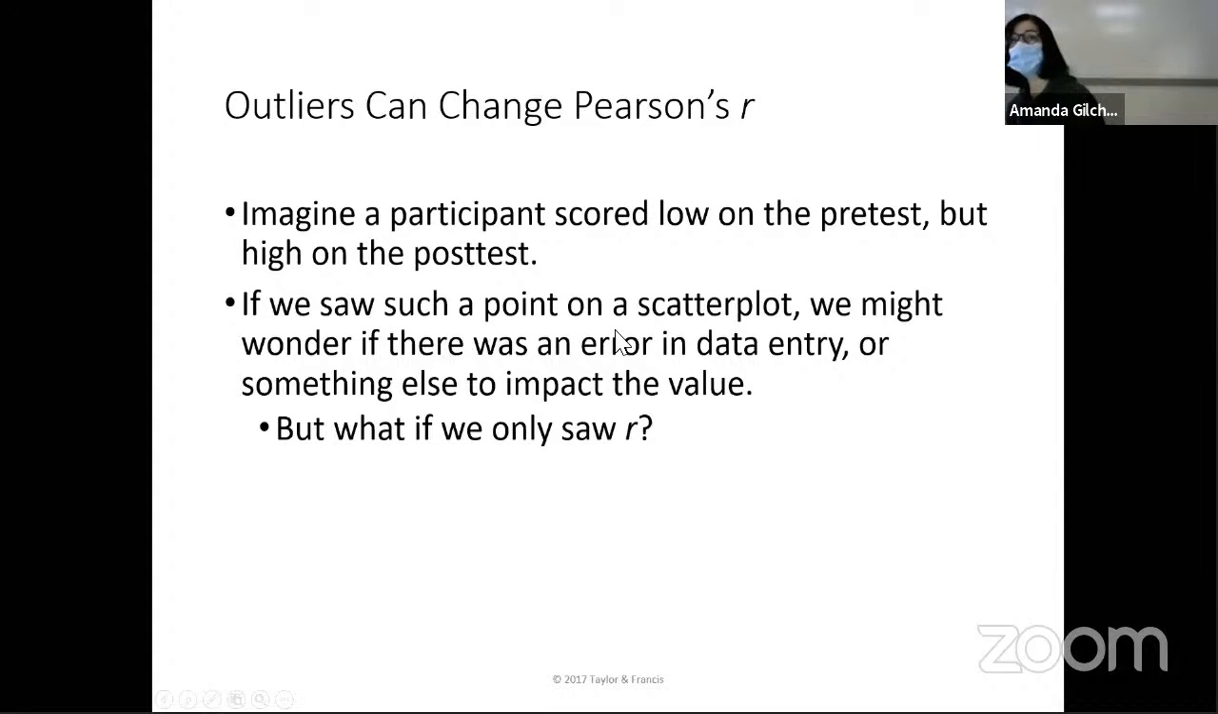Now, one of the things that I want to mention is that outliers are always going to drag your correlation coefficient around.